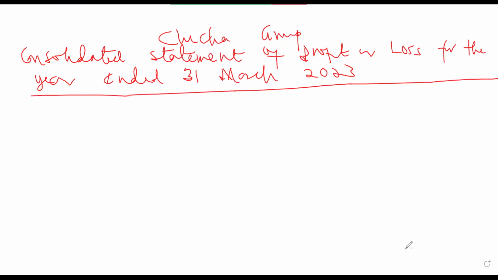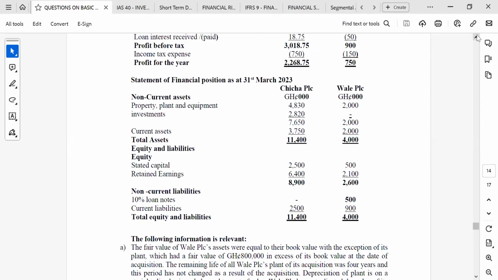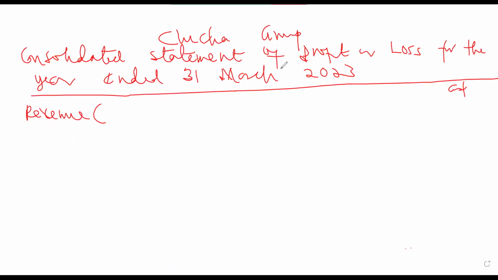So you bring your items there. The first one will be the revenue. The revenue of the parent will automatically come, so you can go and bring the parent revenue there. What is the revenue for the parent? 15,000. So the revenue for the parent is 15,000. For the subsidiary, it can be a full year or it can be just some months, so don't bring that one yet. So we have the 15,000.